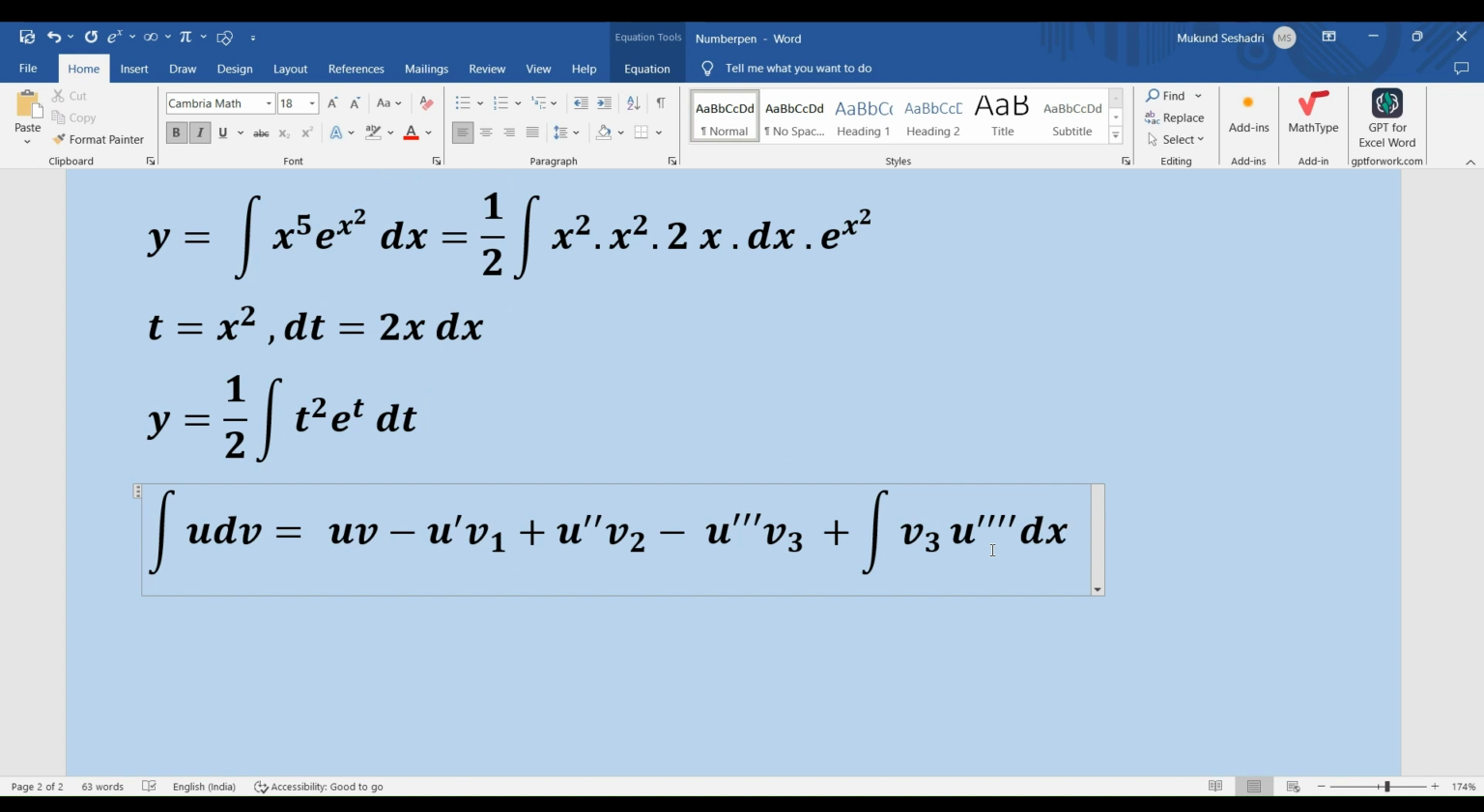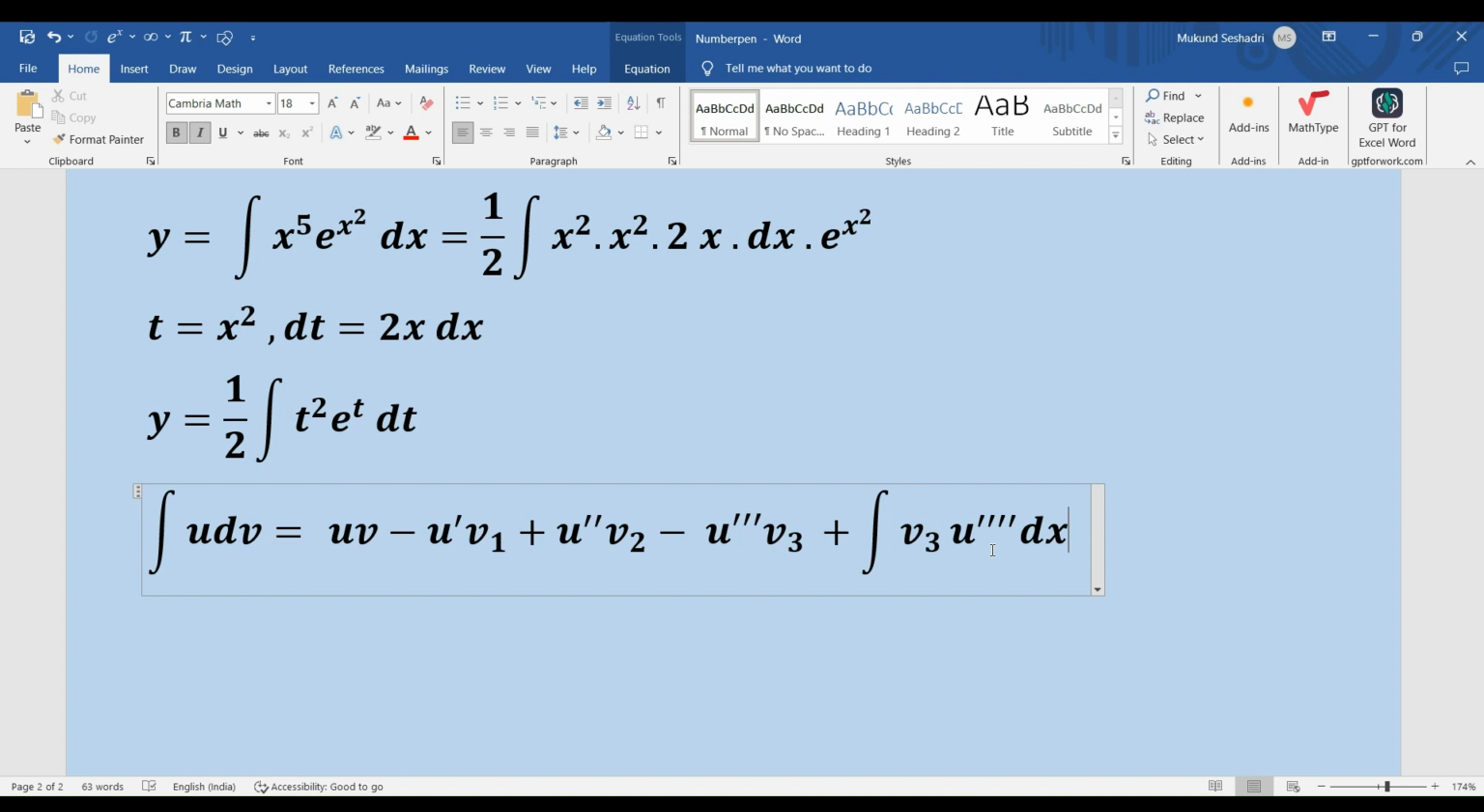If I have an integral of the type integral of u dv, then the answer to that problem is uv minus u dashed v1 plus u double dashed v2 minus u triple dashed v3 plus integral of v3 times u dash dash dash dash dx. So dash represents the successive derivatives of u and my v1, v2, v3, etc. represent the successive integrals of v, right?